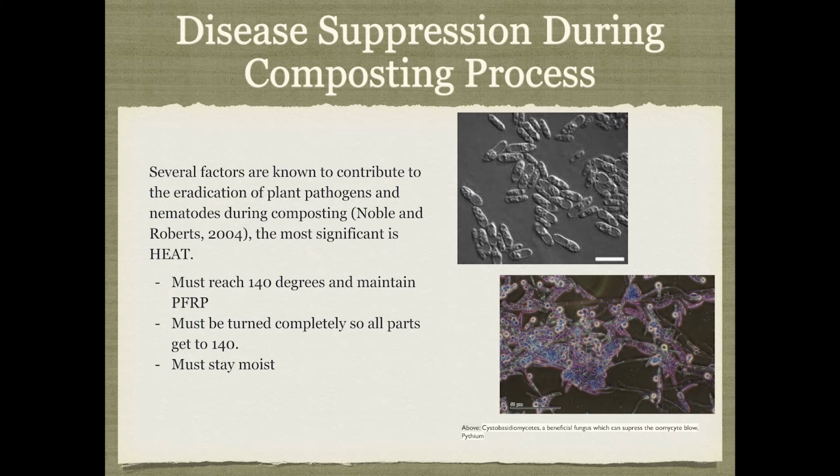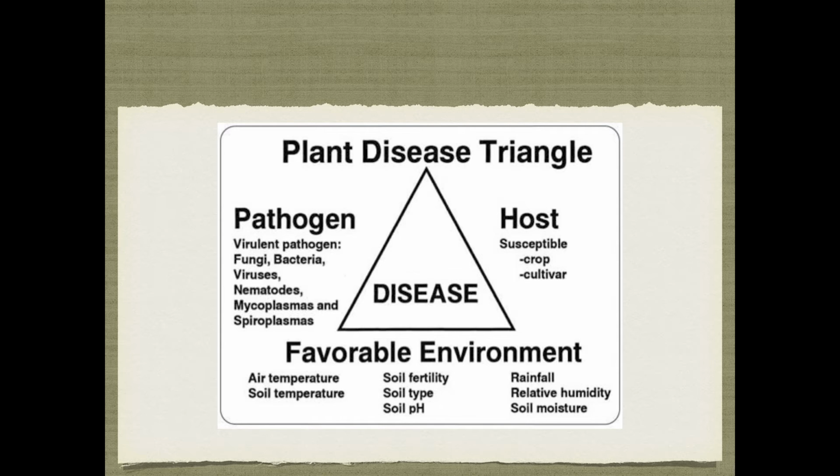And it must maintain that PFRP. So staying at 140 degrees, you need to turn it 3 times so you get all of those parts of the pile that hot. And then you also must keep it moist. The moisture actually contributes to maintaining that heat. Maybe when you're compost problem solving, we all know a high carbon dry compost is going to kind of cool down. So making sure that it stays wet is going to make sure that you maintain those high temperatures. So thermophilic composting can kill pathogens as long as you maintain that PFRP.